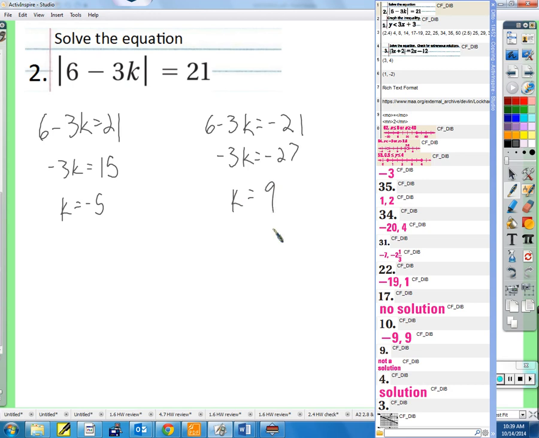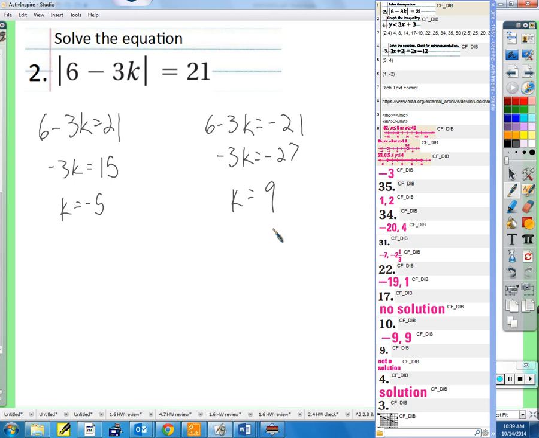Do we have to do the second one? We're trying to solve, which means find all the solutions. It means find anything for k that will make the equation true. So generally when we say solve the equation, it would be the same thing as saying find the solutions, all the solutions. When we solve an equation, if it's possible to have multiple values for k, then we should find all of them.